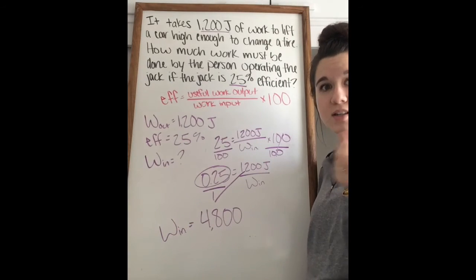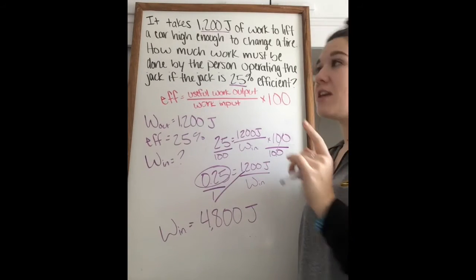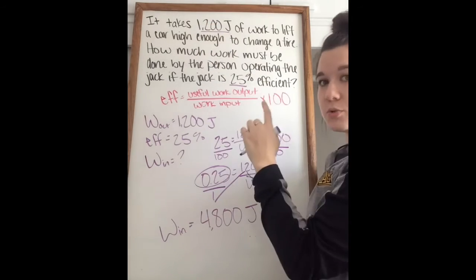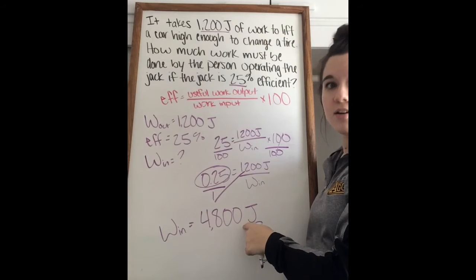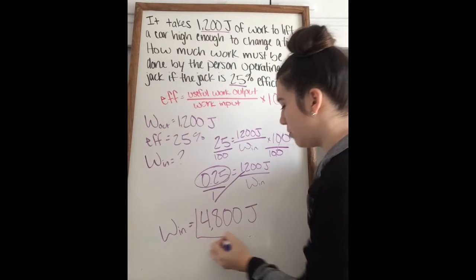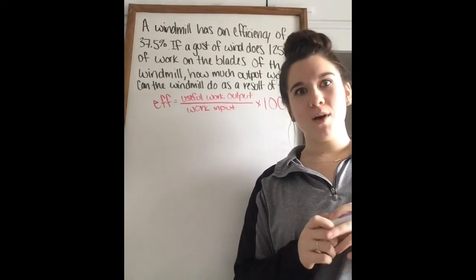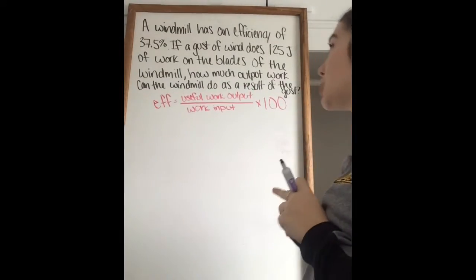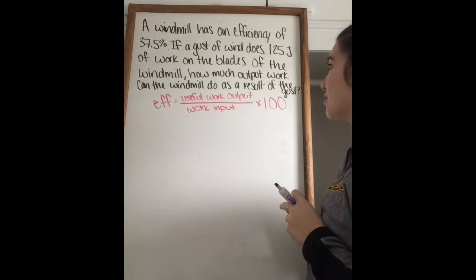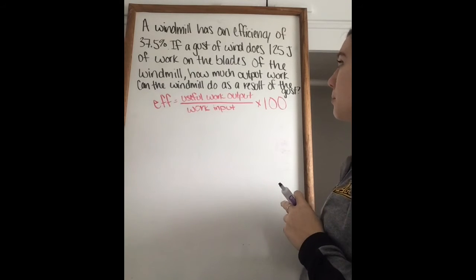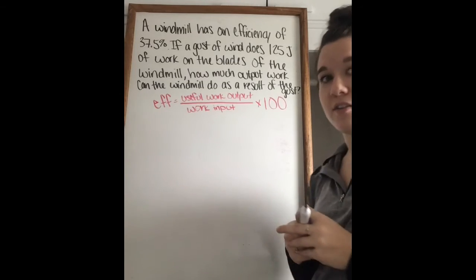Okay, so that's going to be my input work. My unit for work, as always, is joules. Okay, double check your sig figs. 1,200 has 2 sig figs, 25% has 2 sig figs, 4,800 also has 2 sig figs, so we should be good to go. 4,800 joules. Okay, we have one last efficiency problem to do. So, a windmill has an efficiency of 37.5%. If a gust of wind does 125 joules of work on the blades of the windmill, how much output work can the windmill do as a result of the gust?